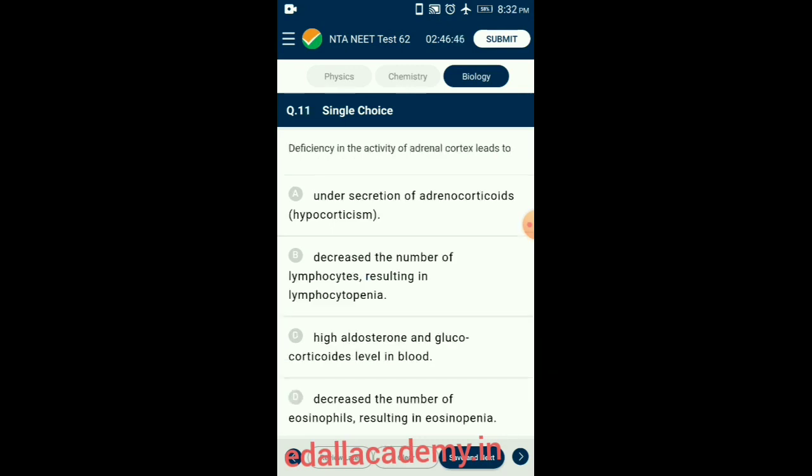Question number 11. Deficiency in the activity of adrenal cortex leads to hyposecretion of glucocorticoids, which is a hormone of adrenal cortex, resulting in Addison's disease. Addison's disease also causes an increase in the number of WBC, resulting in eosinophilia, lymphocytosis, leukocytosis, etc. So the answer is option A, undersecretion of adrenocorticoids.